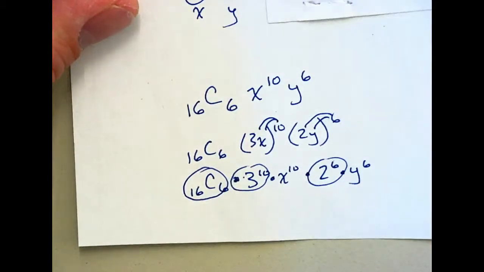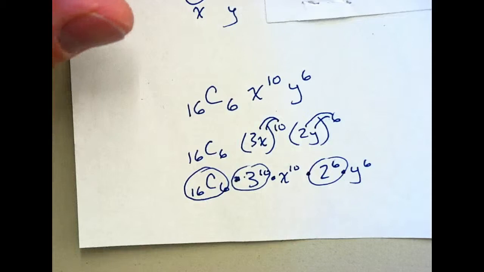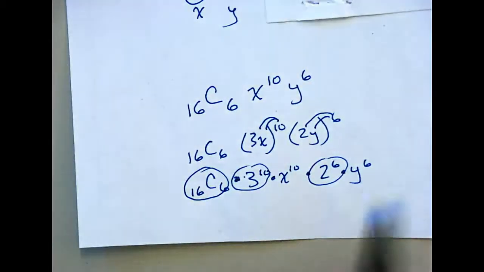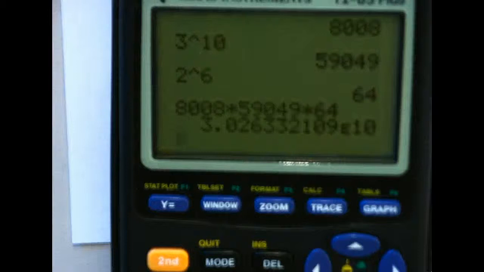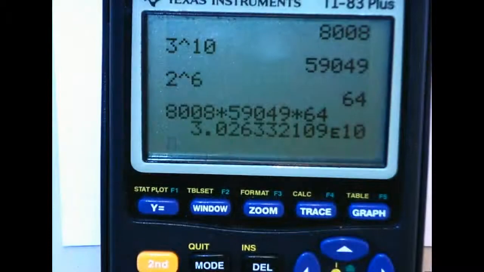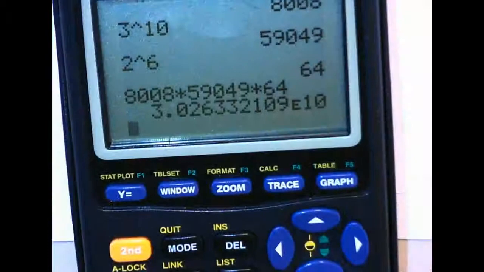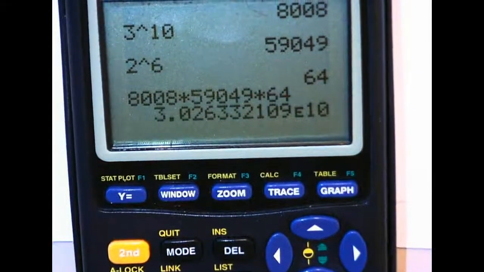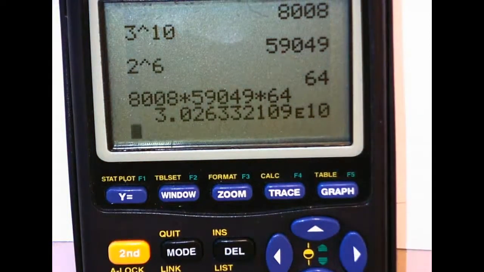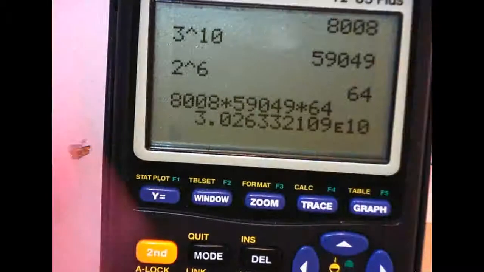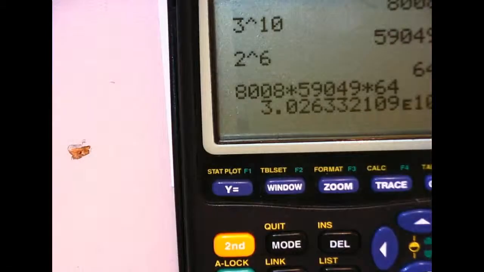When I do that, you get a big, long number, right? 3 billion about? You have it on your calculator? He does. Scientific notation. All right, so when you multiply those things together, you get that right there: 3.026332109 E10. That means scientific notation. The E means times 10 to the 10th power.